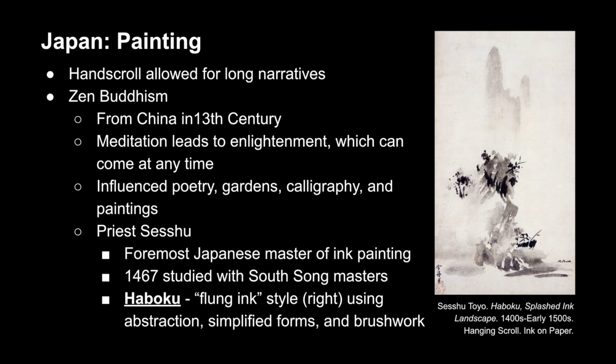The foremost Japanese master of ink painting, Sesshu Toyo, studied with the South Song masters in 1467. He even created his own style of, quote, flung ink called haboku, using abstraction, simplified forms, and brushwork. Splashed ink landscape, which we see here, is probably the most famous example of this technique.